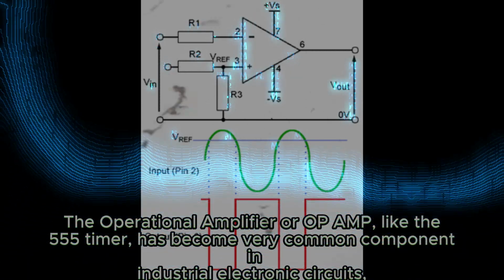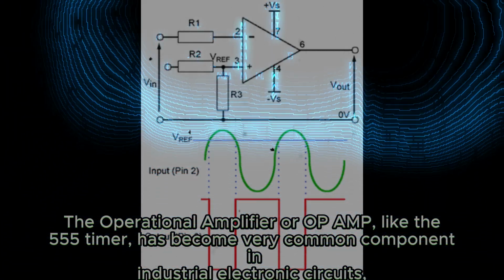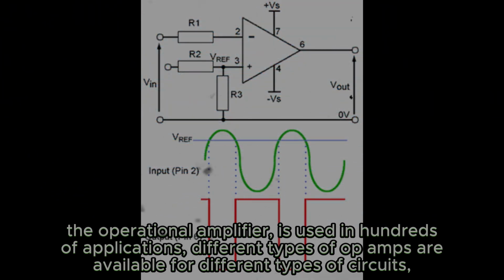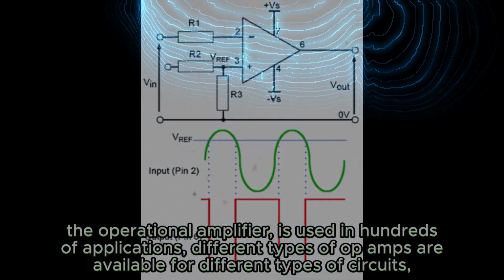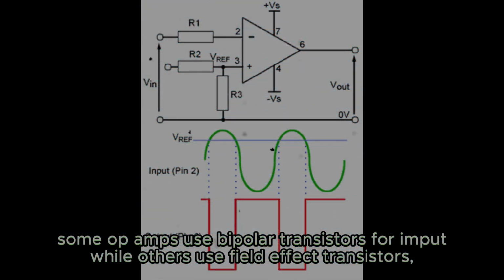The operational amplifier, or op-amp, like the 555 timer, has become a very common component in industrial electronic circuits. The operational amplifier is used in hundreds of applications. Different types of op-amps are available for different types of circuits. Some op-amps use bipolar transistors for input while others use field effect transistors.